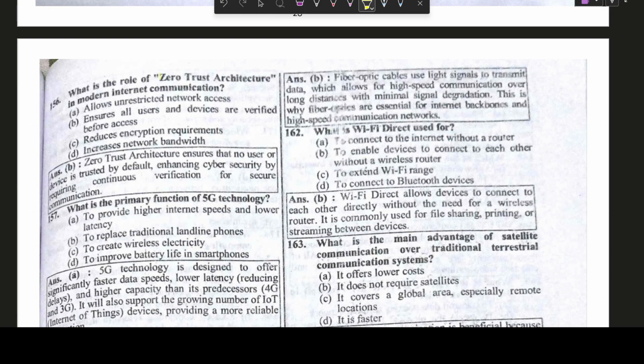So what is the role of a zero trust architecture in modern internet communication? So it is to ensure all user devices are verified before access. Zero trust architecture ensures that no user or device is trusted by default, enhancing cyber security by requiring continuous verification for secure communication.